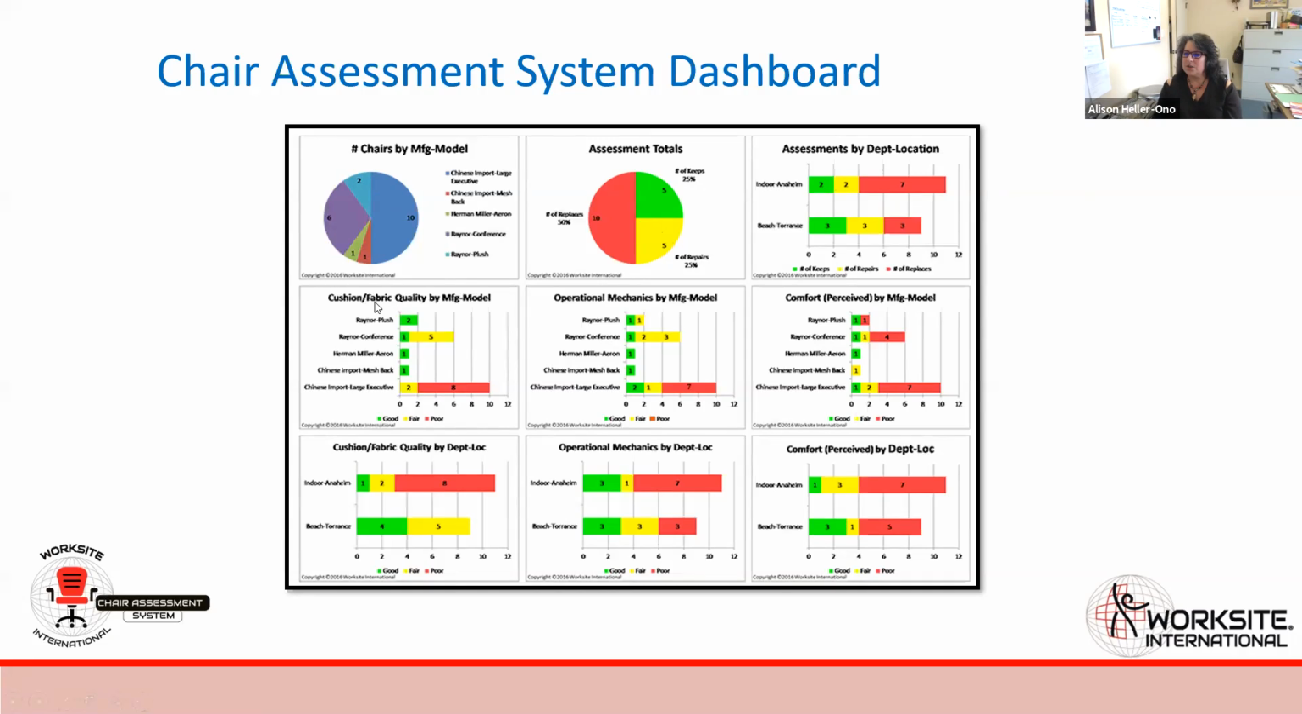It'll evaluate the cushion and fabric quality by manufacturer, the operational mechanics, and the comfort perceived by manufacturer. I think this is really important because if your employees aren't comfortable with the chairs you're buying, you'll be able to track that and know not to buy those in the future. If the mechanics are failing more frequently with one chair versus another, you'll know that as well. And if the cushion and fabric isn't holding up very well comparatively, you'll know that. And then it sorts it by department.